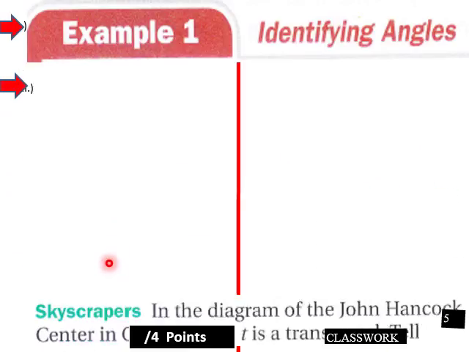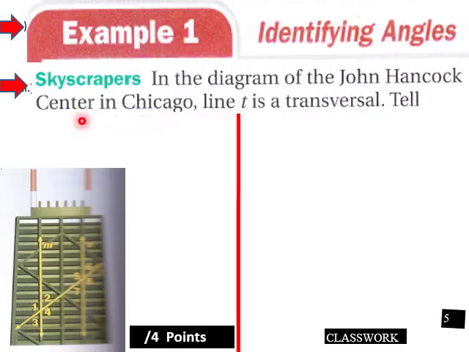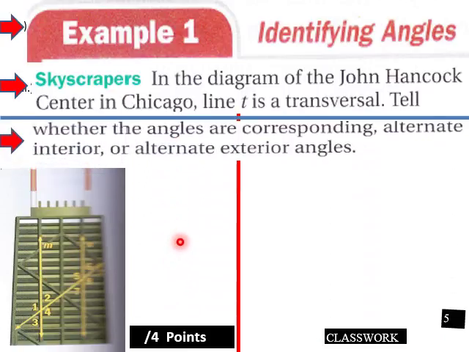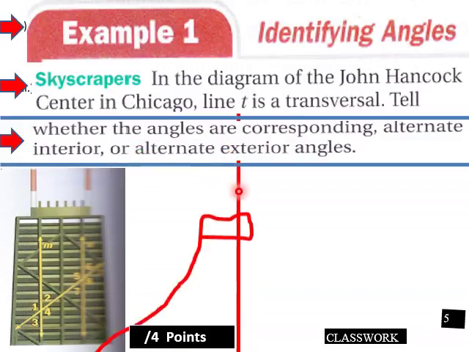Okay, into our first example here, identifying angles. In the diagram of John Hancock Center in Chicago, line T is a transversal. So this would be line T here. You can barely see it, but it is. This is M, this is N. Tell whether the angles are corresponding, alternate interiors, or alternate exterior angles.